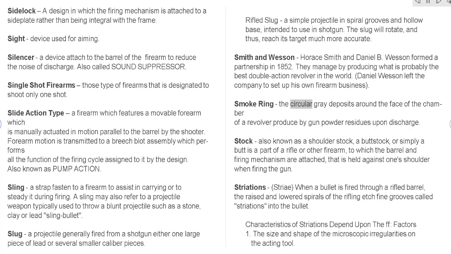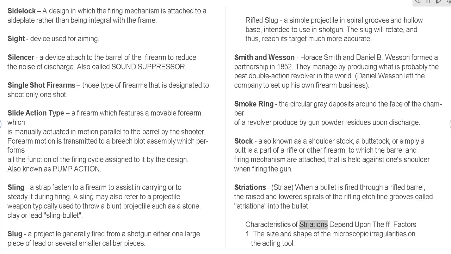Smoke ring, the circular gray deposits around the face of the chamber of a revolver produced by gunpowder residues upon discharge. Stock, also known as a shoulder stock, a buttstock, or simply a butt, is a part of a rifle or other firearm, to which the barrel and firing mechanism are attached, that is held against one's shoulder when firing the gun. Striations, striae, when a bullet is fired through a rifled barrel. The raised and lowered spirals of the rifling etch fine grooves called striations into the bullet.